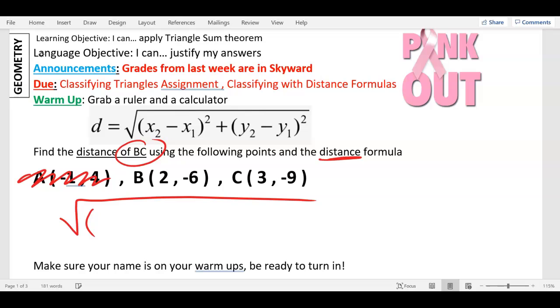X2 minus X1 is going to be 3 minus 2. Those are my X's. I subtract them, X2 minus X1. So 3 minus 2, in parentheses, don't forget the squared, plus, next parentheses, I'm doing Y2 minus Y1. Careful on this one. It's going to be negative 9 and negative 6. So I'm going to write negative 9 minus negative 6. Okay, so I have a minus sign in the middle here and then a negative sign.